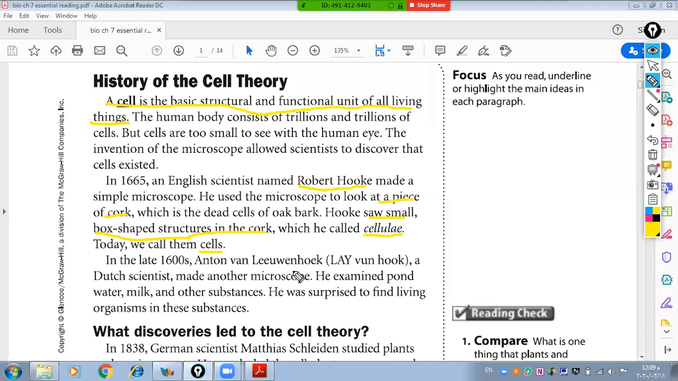So the next scientist we said was Anton van Leeuwenhoek, okay? He also used another microscope. He examined warm water, milk, and other substances. He was surprised to find living organisms in these substances.